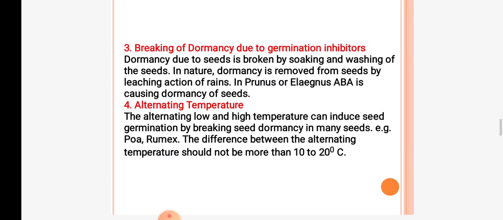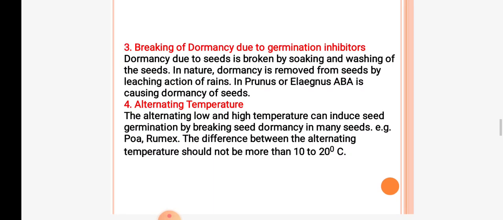Application of alternating temperature to the seeds is useful to break the seed dormancy in many seeds.